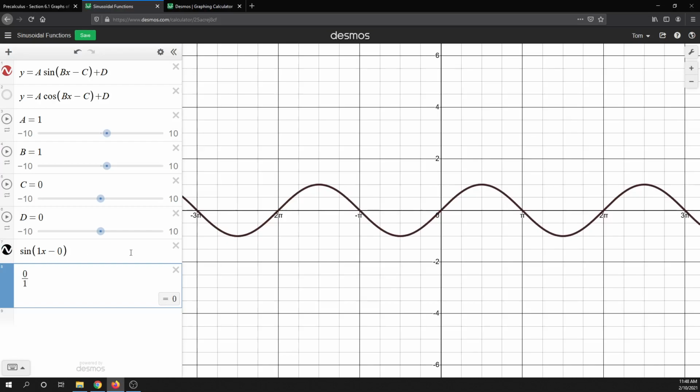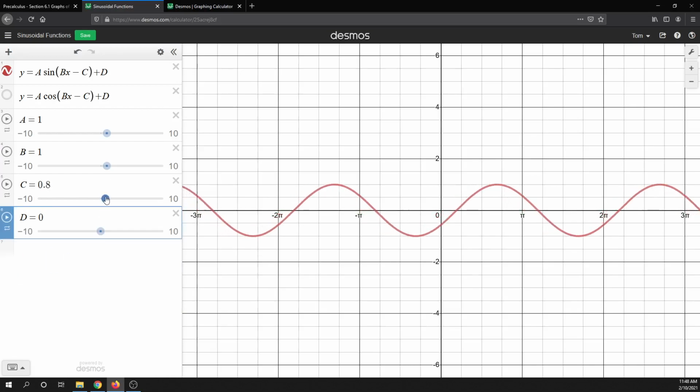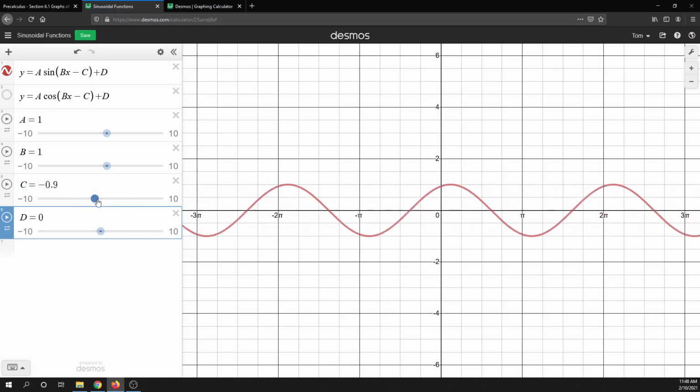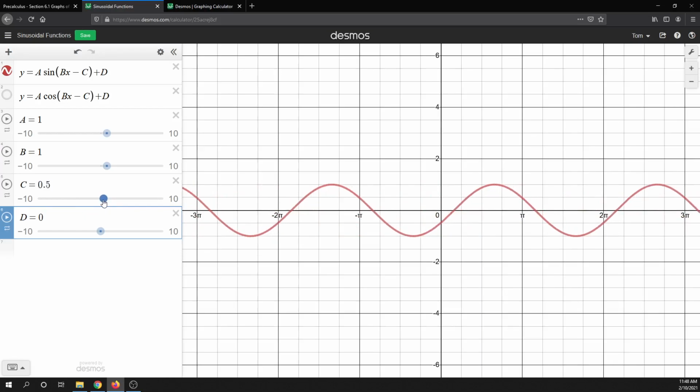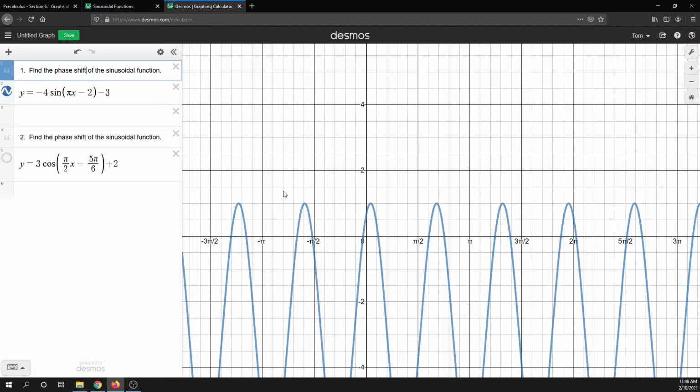So the phase shift is what tells you how far the graph of the function has been shifted to the left or to the right. All right, let's take a look at some examples here.